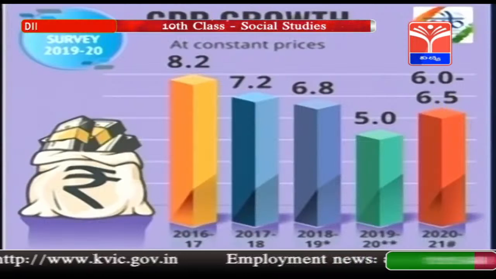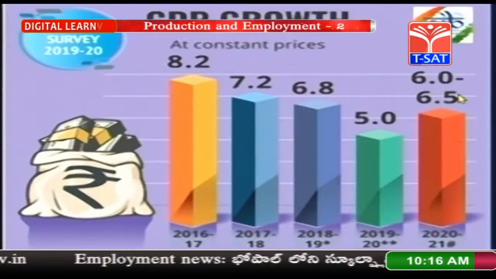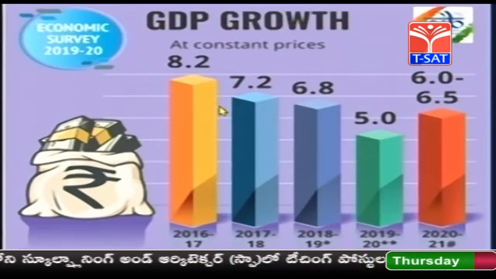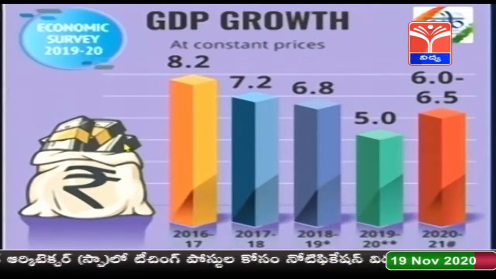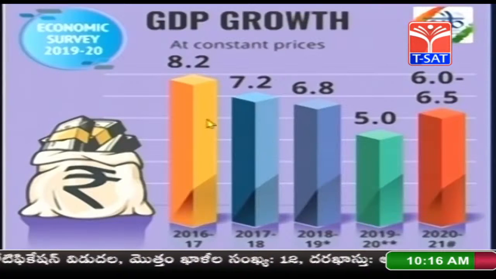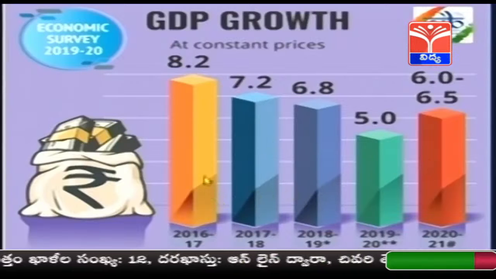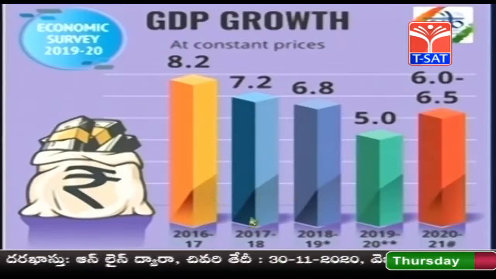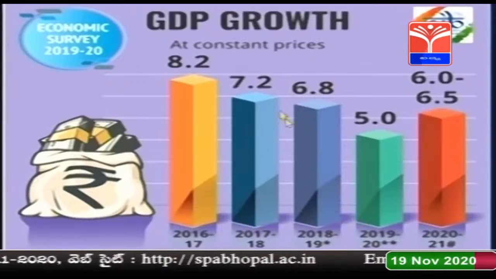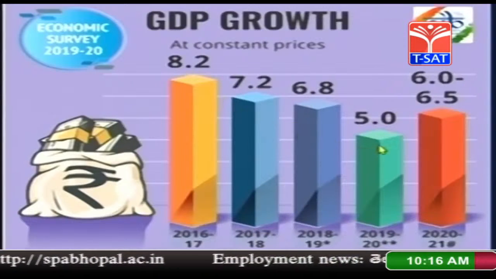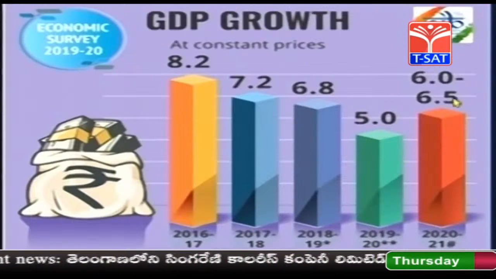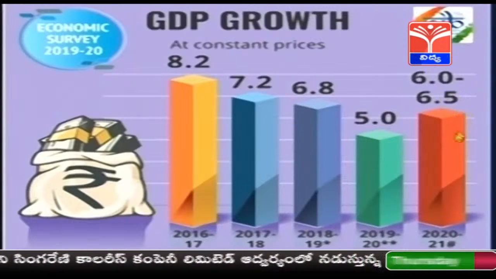Now the GDP, that means 2021 is between 6.0 and 6.5. When we observe this GDP, it is not stable in any year. It is fluctuating, increasing or decreasing. 2016 it was 8.2, in 2017 and 18 it was 7.2, again 18 and 19 it was 6.8, that means it came down. Again here 2019 and 20 it was 5.0, and again it increased to 6.0 to 6.5.